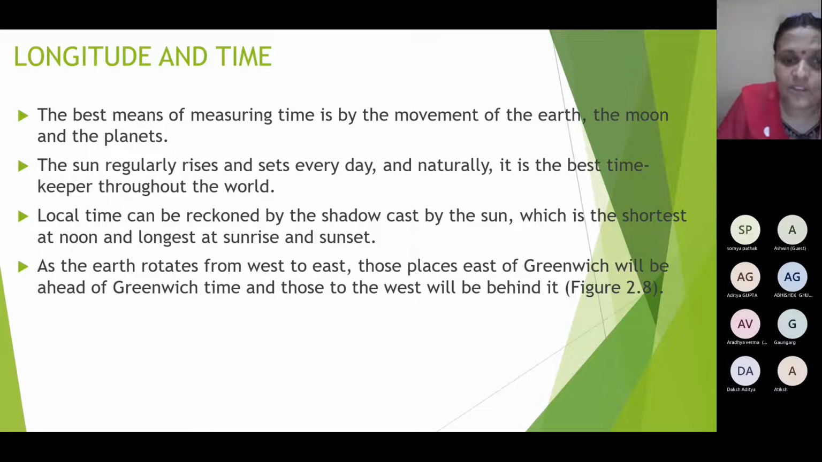Now, remember this point: the Earth rotates from west to east. The direction is west to east. Those places east of Greenwich will be ahead of Greenwich time, and those to the west will be behind it. I'll show you the picture now.